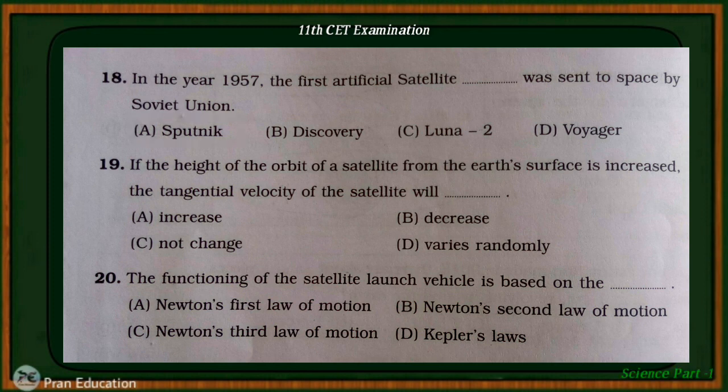Nineteenth, if the height of the orbit of a satellite from the Earth's surface is increased, the tangential velocity of the satellite will dash. Options: A, increase. B, decrease. C, not change. D, vary randomly. The correct option is option B, decreases.